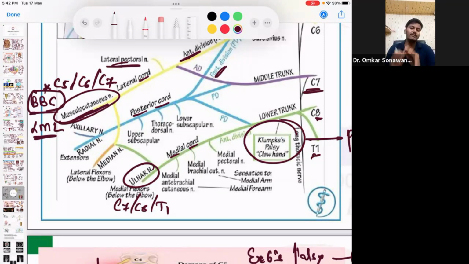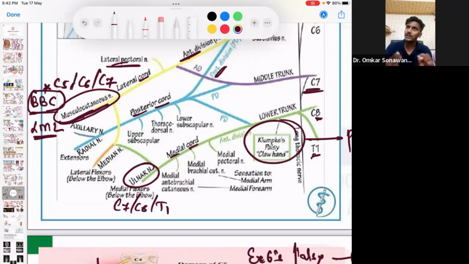Which three muscles are innervated by the musculocutaneous nerve? BBC. B for brachialis muscle, second B for biceps brachii muscle, and C for coracobrachialis muscle. But which is not innervated? Brachioradialis. Brachioradialis muscle is not innervated by the musculocutaneous nerve.